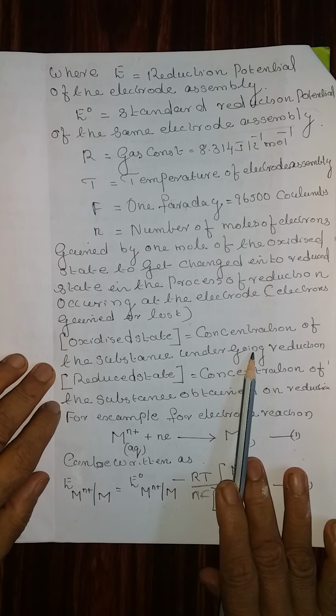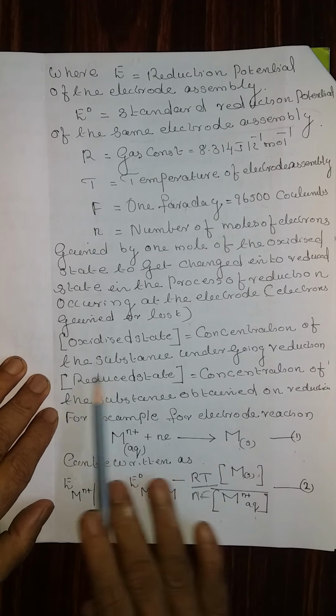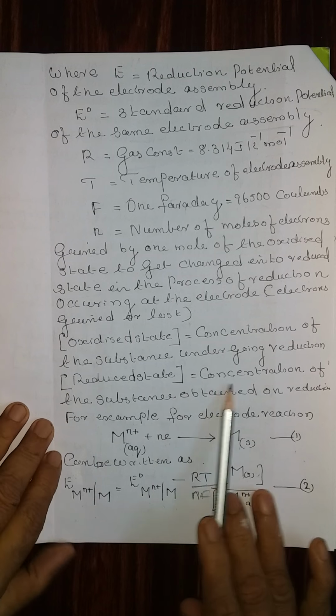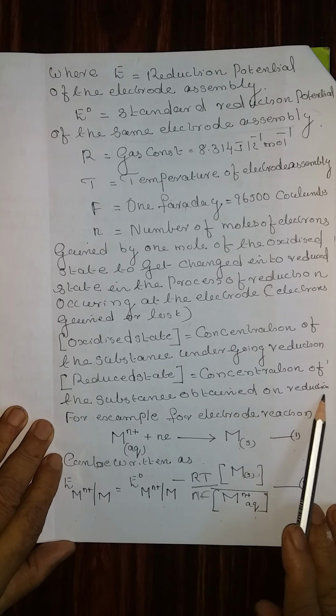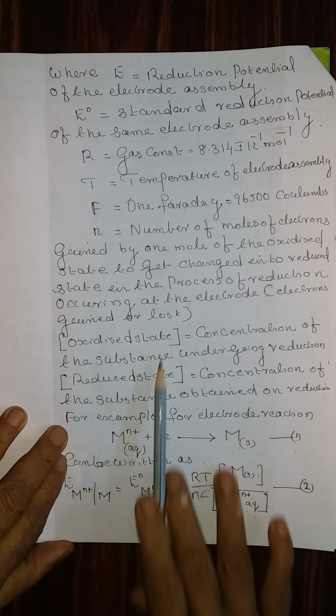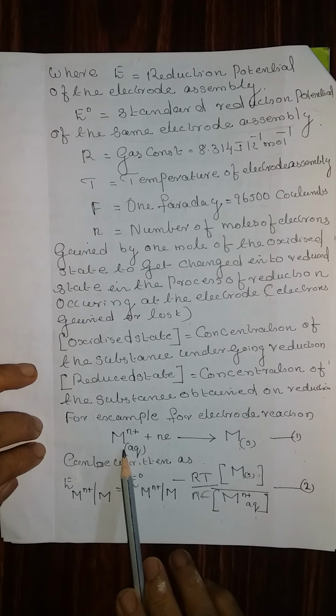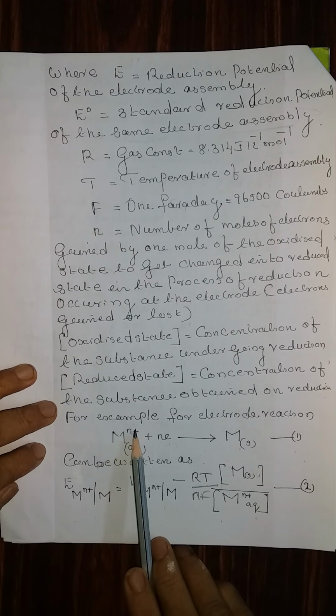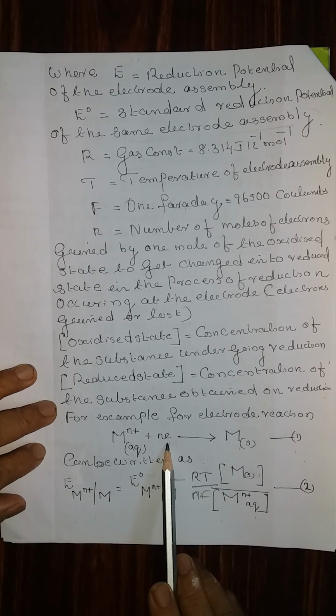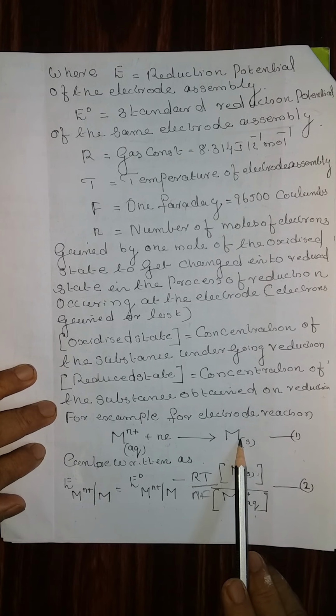Concentration of the substance undergoing reduction. Now, reduced state: concentration of the substance obtained on reduction. These values you will understand by taking only an example. Consider a case where Mn+ accepts 2 electrons and gets reduced to M.